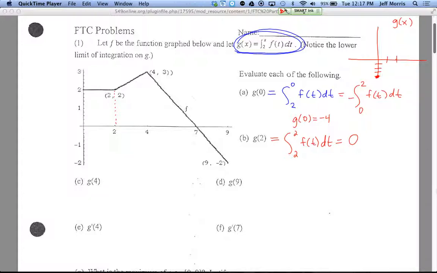Let's plot that point. All right, let's do 2 more points. Do G of 4 and G of 9 real quick on your own. G of 4 and G of 9.